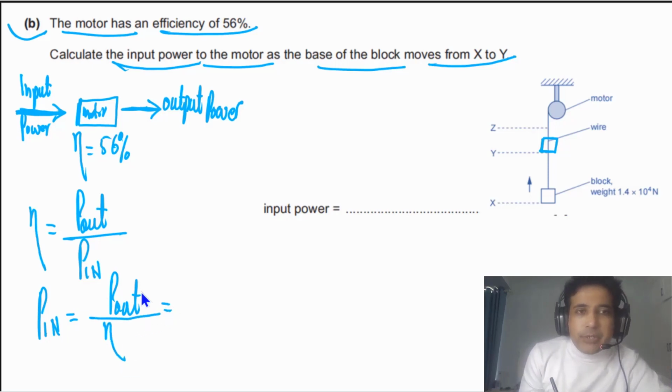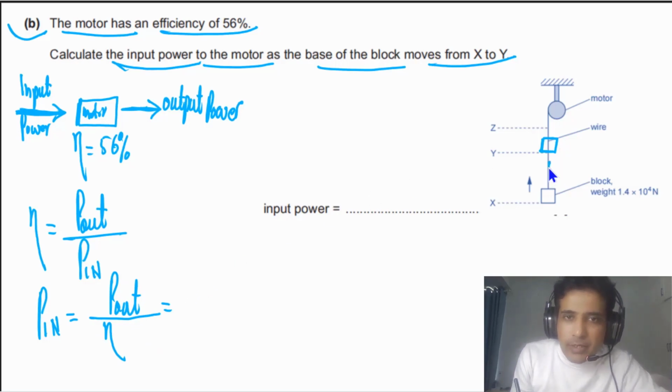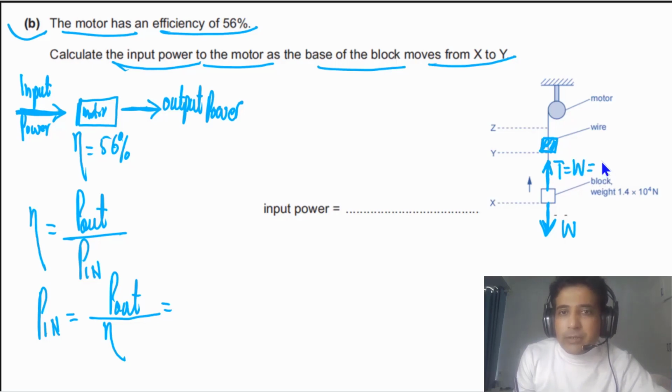And P out in this case, simply we can calculate the force applied by the motor, means the tension in this wire. And this block is moving at a constant speed. We have already discussed this point. So the force acting downwards is equal to the weight of the block, and the force provided by the motor, means the tension in this wire, that will be equal to weight. And the value of weight is given, that is equal to 1.4 times 10 to the 4.